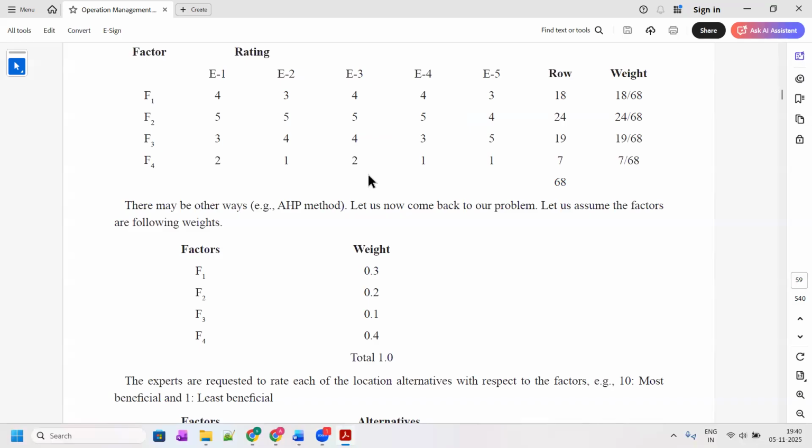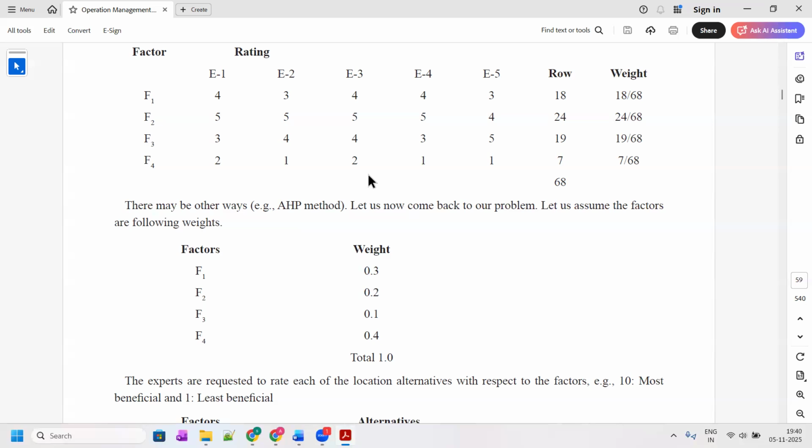Like this, we have other methods also. Right now we are talking about the factor rating method, and by using it we can ultimately analyze which of the three locations is the better location, and for each location we have considered six factors: F1, F2, F3, F4, F5, F6. Then a weight is given for each factor. You can see the total weight should be 1.